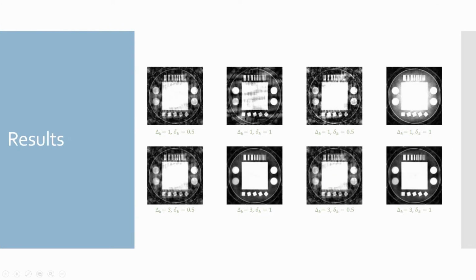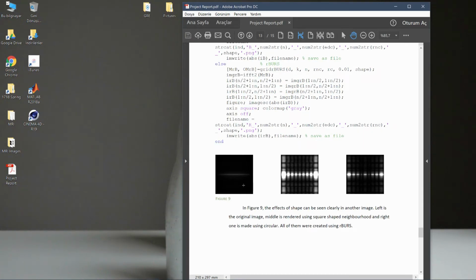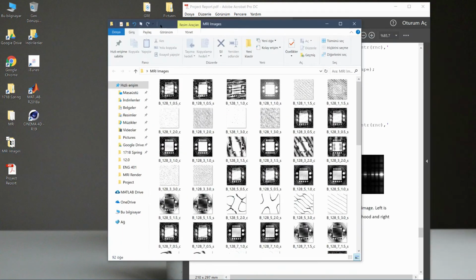Here, you can see that all of these pictures were obtained using regularized BURS algorithm. It's already apparent that this algorithm creates much clearer and less distorted images compared to the BURS algorithm, which was shown in the previous slide. This is an extreme example where values are way higher than they should be. In the first picture, you see the actual original picture, and the second and the third are rendered using regularized BURS algorithm. The one in the middle is square, and the one on the right is circular neighborhoods. You can see that the circular neighborhood creates slightly more natural ones compared to square neighborhood shapes.